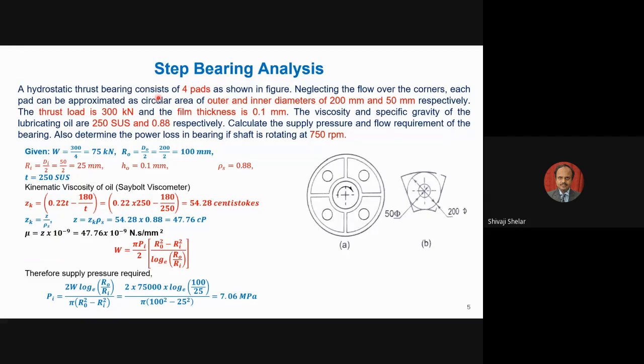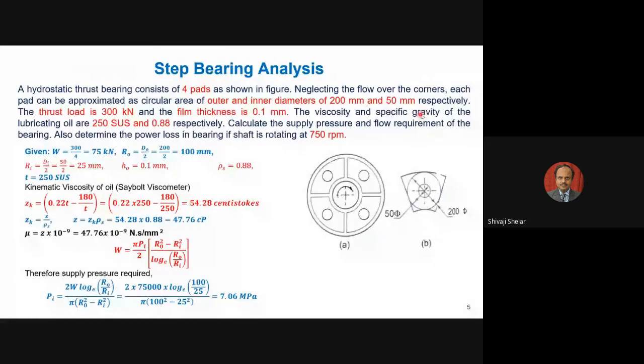This is a hydrostatic thrust bearing consisting of 4 pads. I have already demonstrated what is meant by recess, what is meant by pocket, what is meant by pads in our first lecture. As shown in the figure, neglecting the flow over the corner, each pad can be approximated as a circular area with outer and inner diameters of 200 mm and 50 mm respectively. The thrust load acting here is 300 kN and the film thickness to be maintained is around 0.1 mm.